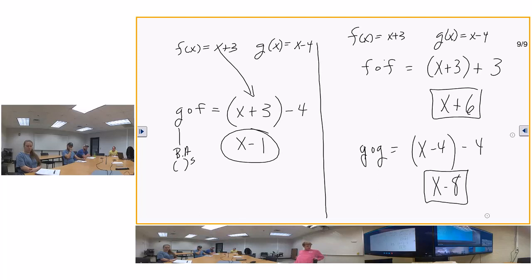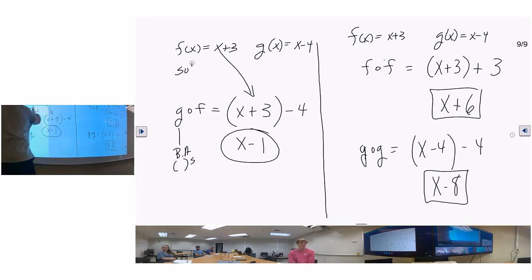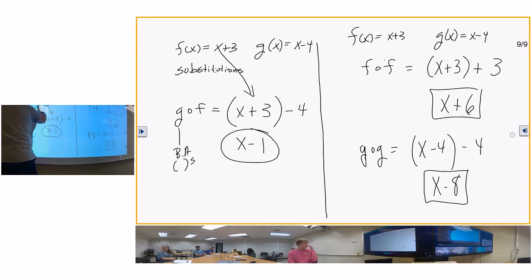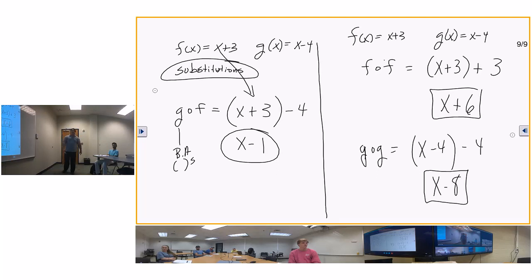So people don't have a problem with adding or subtracting. People have problems with functions when they ask you to compose. And composition basically means substitution. Anybody ever had trouble with composition of functions? Okay, then y'all got it down. Everybody got it? Yes, sir.